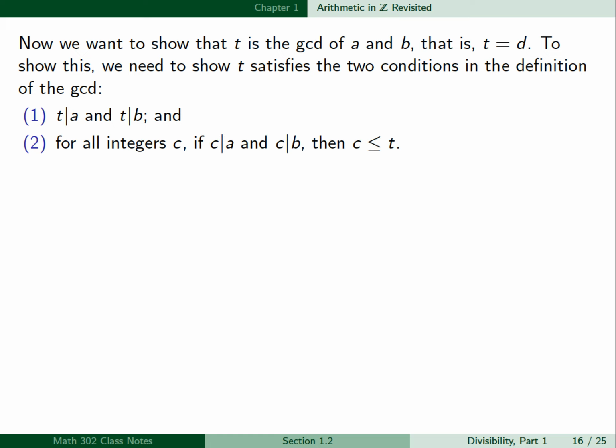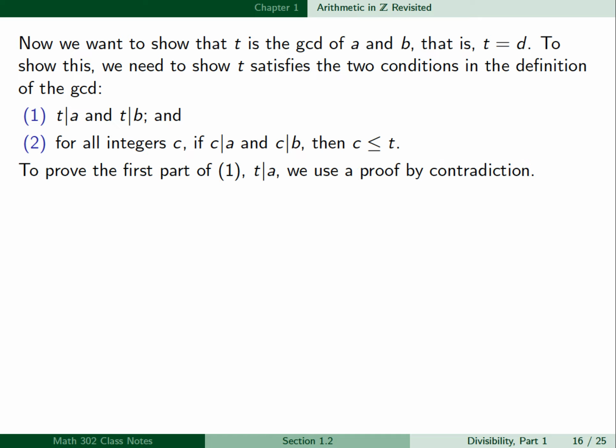And second, for all integers c, if c divides a and c divides b, then c is less than or equal to t. To prove the first part, 1, t divides a, we'll use a proof by contradiction. So let's suppose that t divides a is false, which means that t does not divide a. We then need to derive a contradiction.